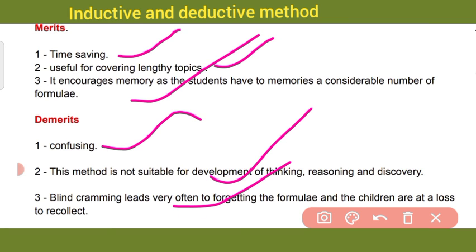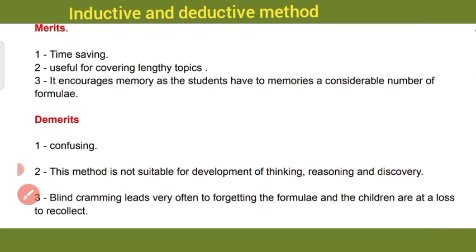Blind cramming leads to forgetting the formula, because in this method students have to recite or memorize all those rules in order to proceed and in order to make any sentence. So we can say that it is a little bit tough for students sometimes, and for teachers also.